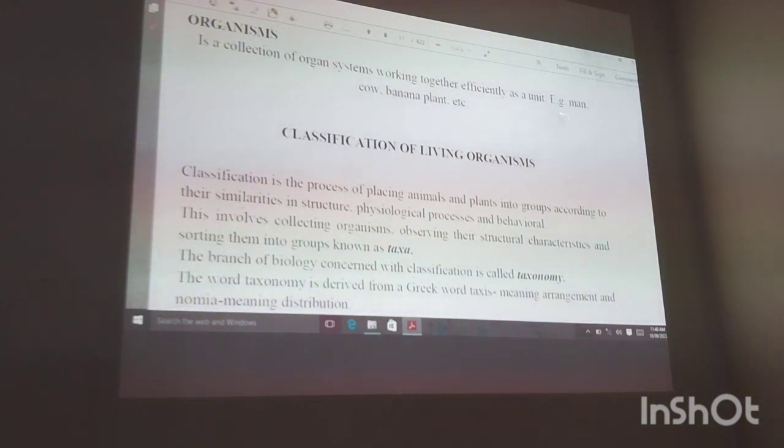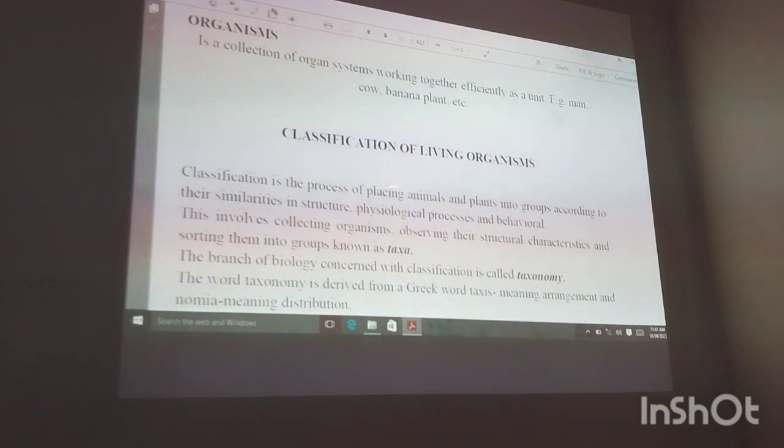For example, in human beings, like in man, we have the lungs, the heart, and the kidneys that work together to form a human being. Very good. Now, classification of living organisms is a process of placing animals and plants into groups according to their similarities in structure, the way they look, physiological processes, the physical activities that go on in their bodies, and also the behavior of these organisms.